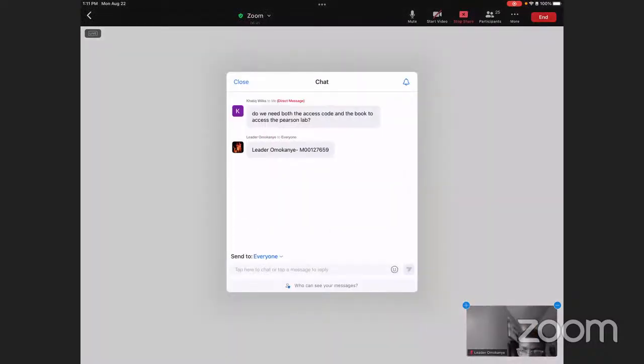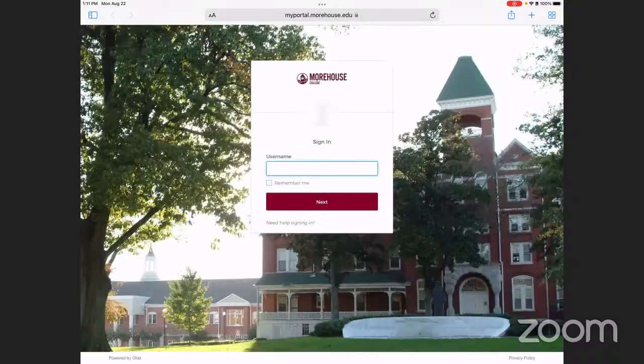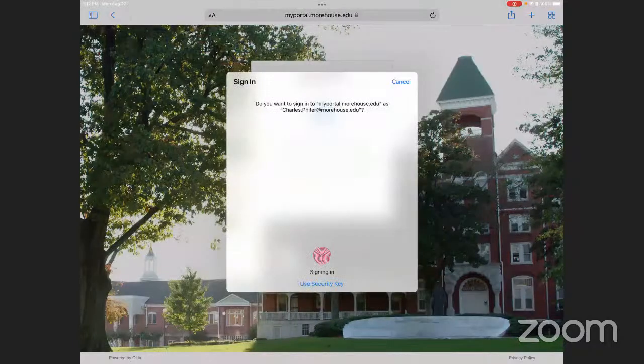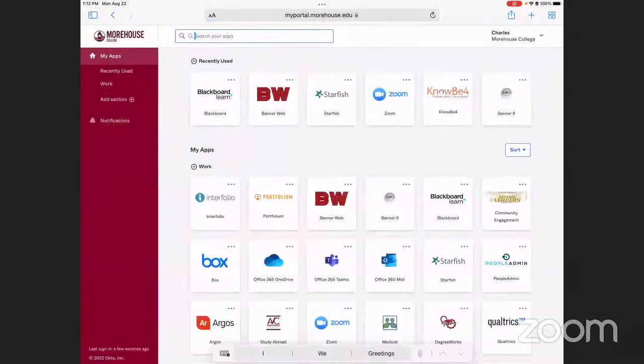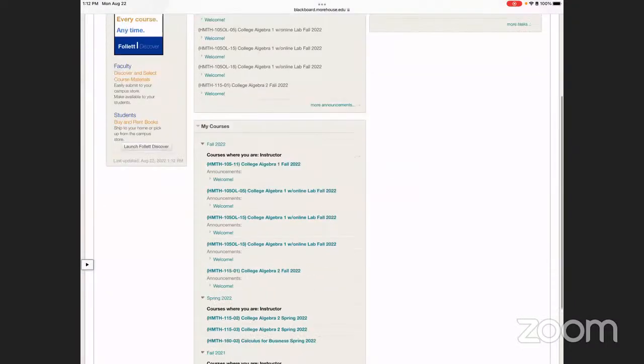In the chat, one question says, do we need both the access code and the book to access the Pearson lab? This is College Algebra 2. So basically, to access Pearson, we can walk through it. Let me start everything over and close all the tabs. I'm going to log into the portal. If I log into Blackboard, this is my portal landing page. When I log in, we log into our class, which is College Algebra 2 here.